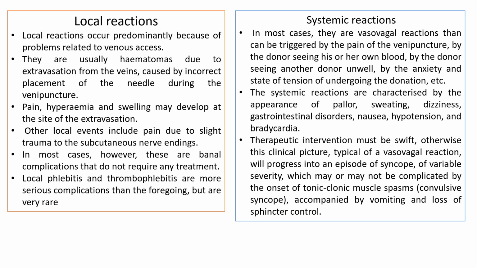In systemic reaction, there is the vasovagal reaction. It can be triggered by pain at the venipuncture site, or when the donor sees another donor who is having anxiety or a reaction, or when the donor sees his or her blood, or when the donor is not well. These reactions can be characterized by the appearance of pallor, sweating, dizziness, and GI disorders, and may require therapeutic intervention for the treatment of these types of reactions.